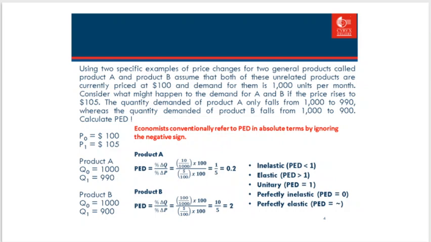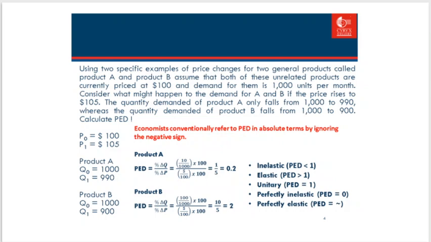Now let's go back to the question. From the question, we will get information. The original price is $100, and then the next price increases from 100 to 105, and then there will be change in product A and product B. Quantity of product A in the beginning, quantity demand is 1000, but after price increase, quantity demand decreased to 990. Now product B, when price is 100, quantity demand is 1000. Next price is increased to 105. So product B quantity demand also decreased to 900.